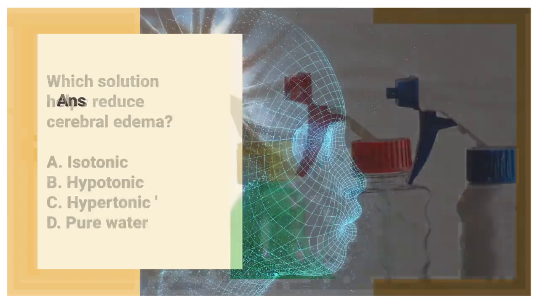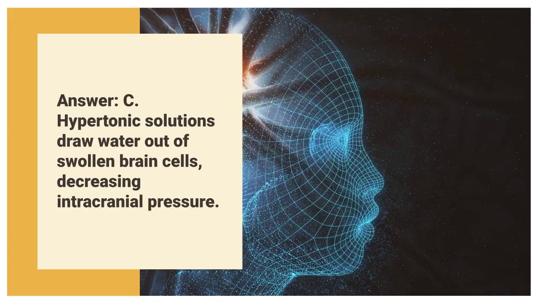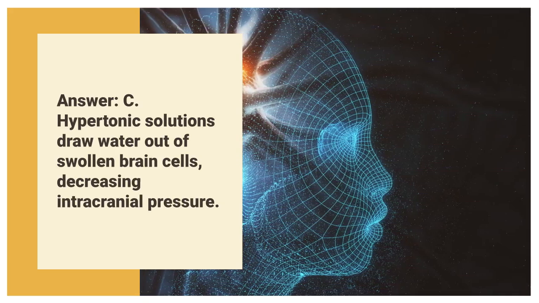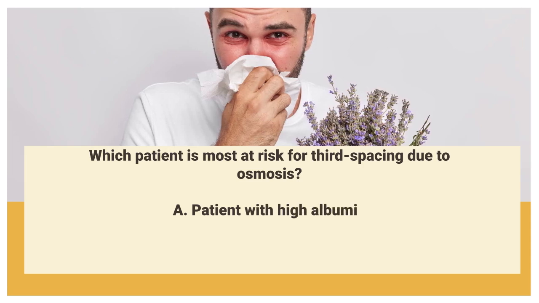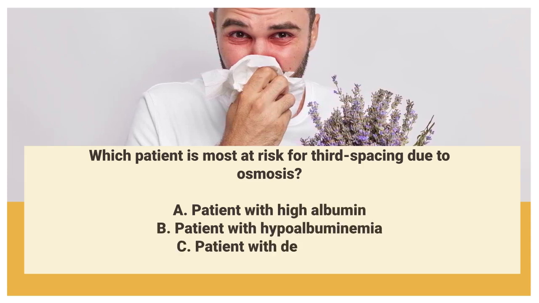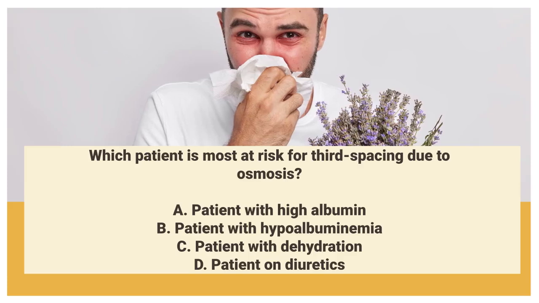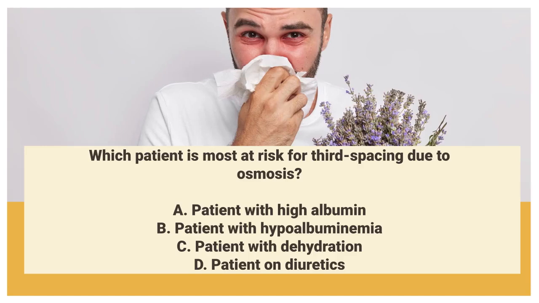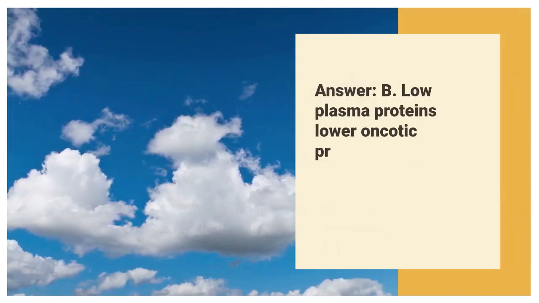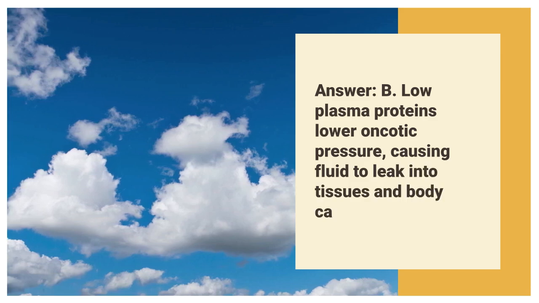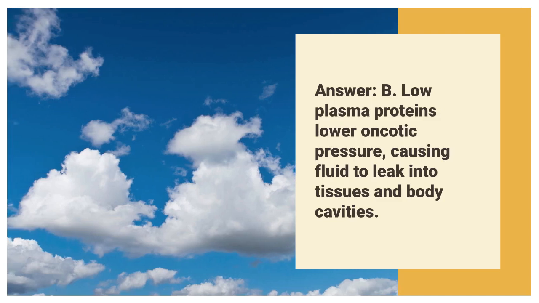The correct answer here is C, hypertonic. Those solutions draw water out of swollen brain cells, decreasing intracranial pressure. Which patient is most at risk for third spacing due to osmosis? A patient with high albumin, a patient with hypoalbuminemia, a patient with dehydration, or a patient on diuretics? The answer here, B. Low plasma proteins lower oncotic pressure, causing fluid to leak into tissues and body cavities.